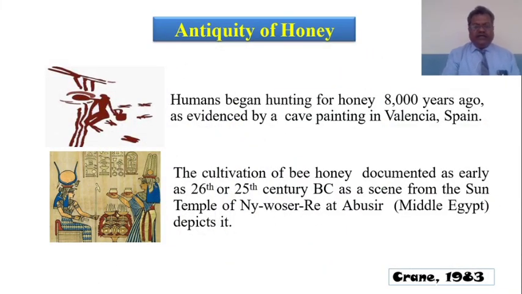Antiquity of honey. When we see the antiquity, human beings were hunting for honey about 8,000 years ago, as evidenced by the cave paintings in Valencia, Spain. Then the actual cultivation of honey is documented as early as the 26th to 25th century BC, as seen from the Sun Temple of Nyuserre at Abusir, Middle Egypt.